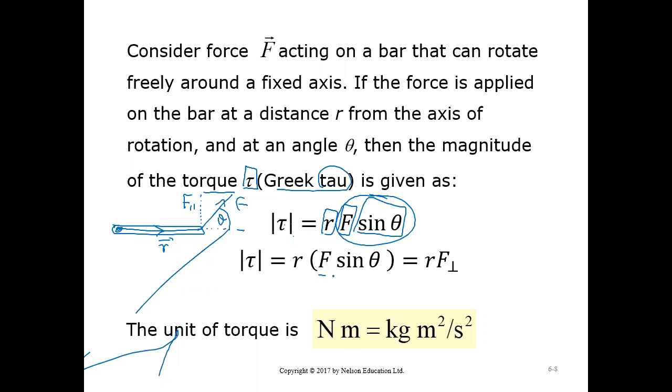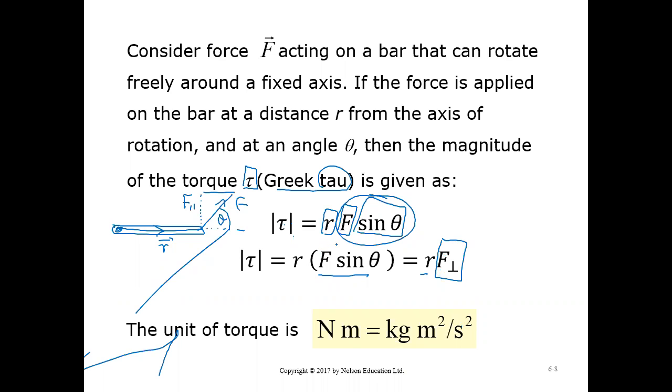So for the F sine theta, we can put this, and we'll say the magnitude of the torque is equal to the distance to where the force is applied from the axis of rotation, multiplied by the perpendicular component of the force. Okay, you can just simply say r F sine theta and substitute the value of magnitude r, magnitude F, and the sine of the angle theta, or you just take the r and multiply by the perpendicular component of F. They are both the same. What about the unit for this?